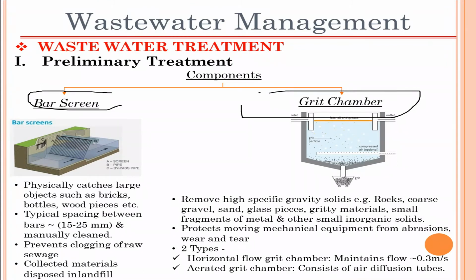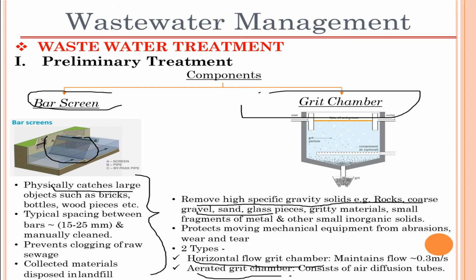Alright, so this is a physical catcher in which large objects are trapped so that the entire thing does not get carried out. Also, the grit chamber removes high specific gravity solids, which include rock, coarse gravel, sand, glass pieces, gritty materials and small fragments. These are of two types: horizontal flow grit chamber and aerated grit chamber. These are the two important components of preliminary treatment.